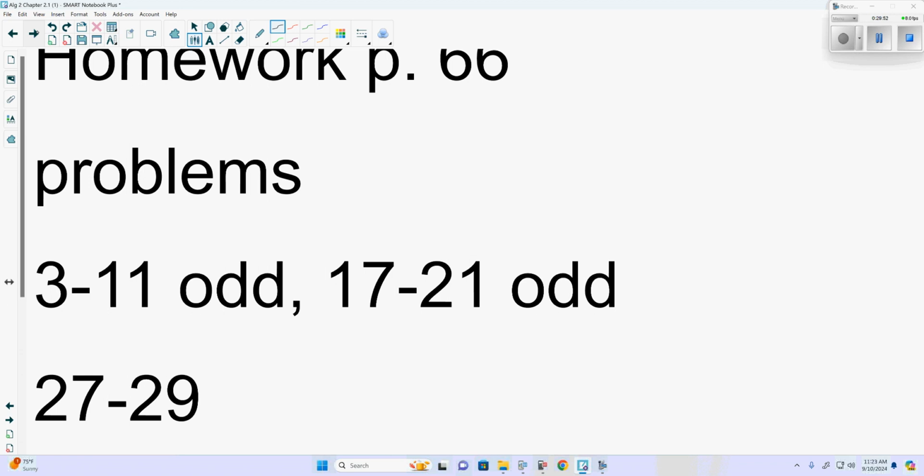We'll finish up the last of these tomorrow, applying these transformations, but your homework for this is 3 through 11 odd, 17 through 21 odd, and 27 through 29 all. Yes, all. So the only ones that we're doing odd are 3 through 11 and 17 through 21. 27 through 29 is all. And on all of these, you're just describing the transformation. You do not have to graph it.